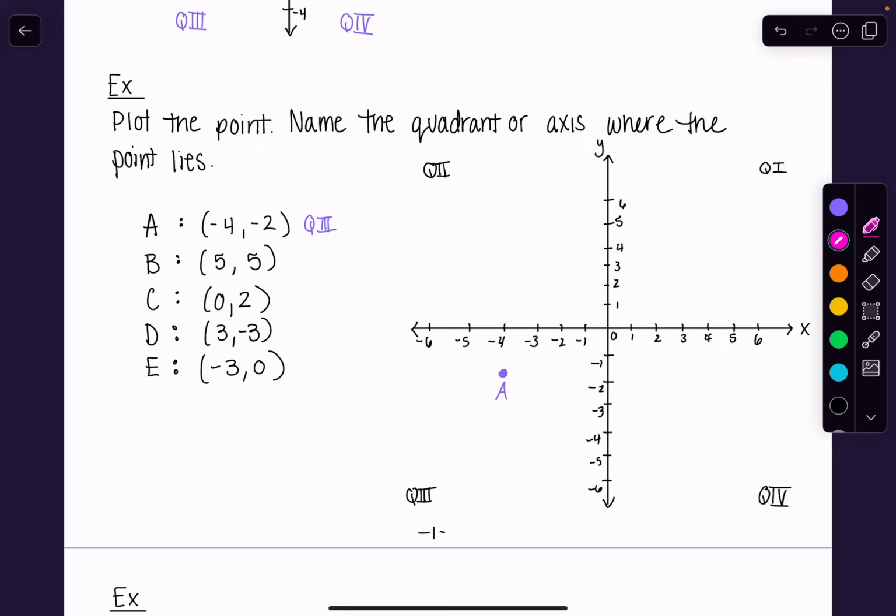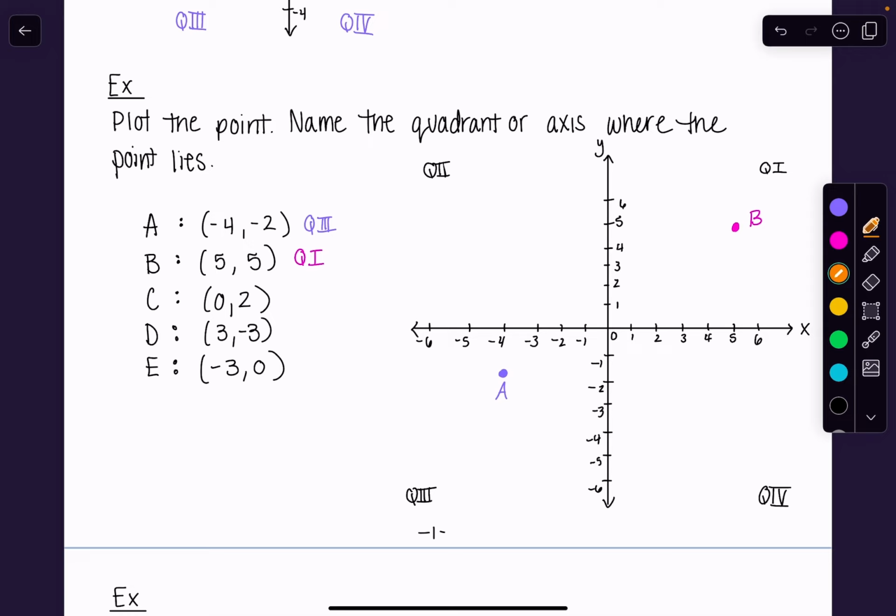Moving on to point B, we move 5 in the x direction, 5 in the y direction, and they're both positive. So again, I'm going to go over to 5 in the x, 5 in the y, and so the point (5, 5) would be right up here. So this is where B is going to lie. And then if we consider that quadrant, that lands in quadrant 1.